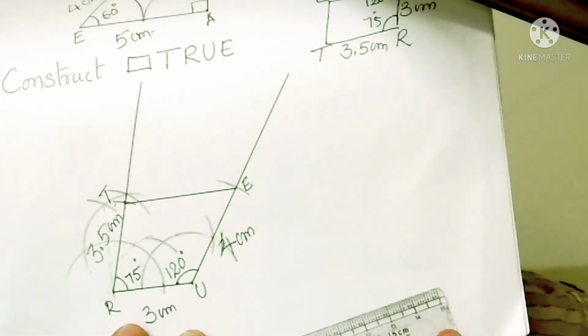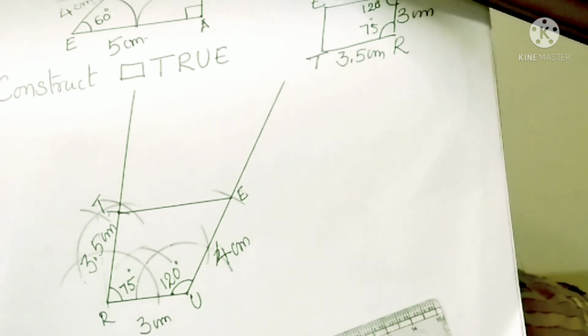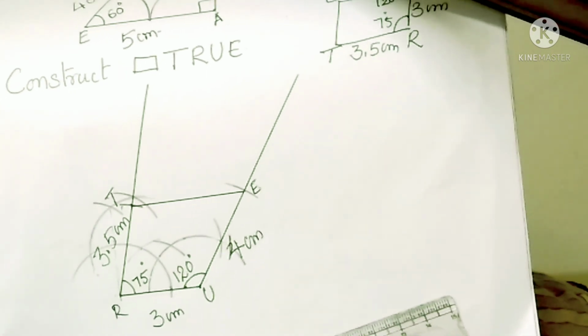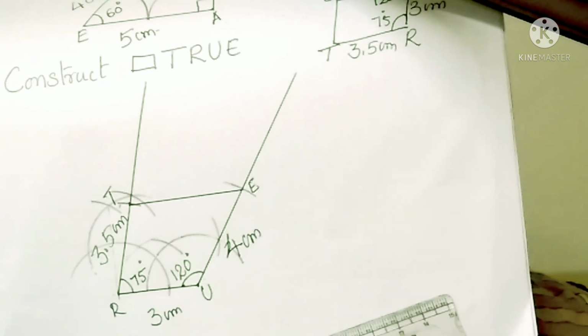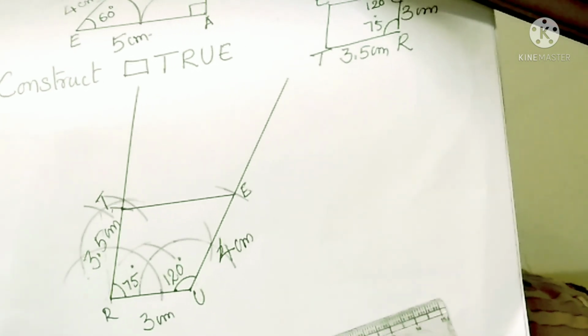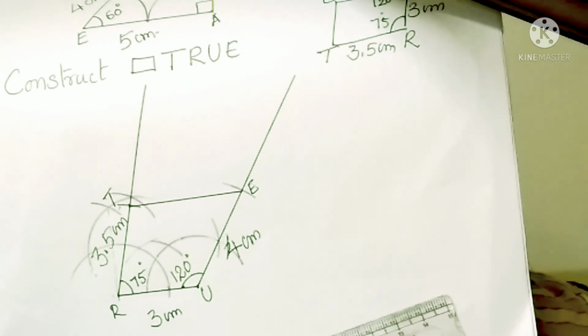So today we learned to construct quadrilateral when 3 sides and 2 included angles are given. You can make your own questions and construct 1 or 2 questions. You try to make yourself and try to construct your own quadrilateral. That's all for today. Thank you.